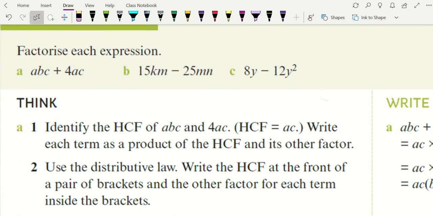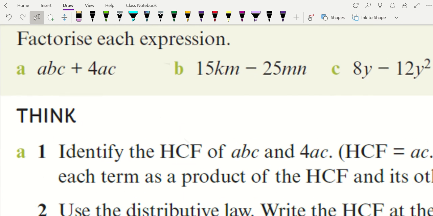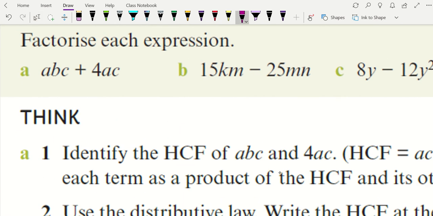Now we're going to factorise each expression. In this case, look, there's an a common to both of them and a c common to both of them. So what's going to go on the outside of the brackets is what's common, the a and the c, and that means b goes on the inside, and this just has to be 4 here.